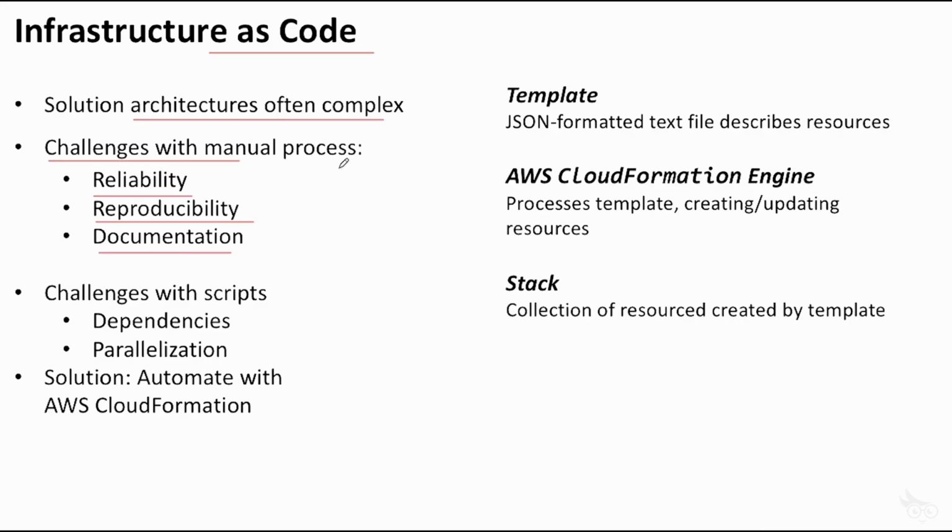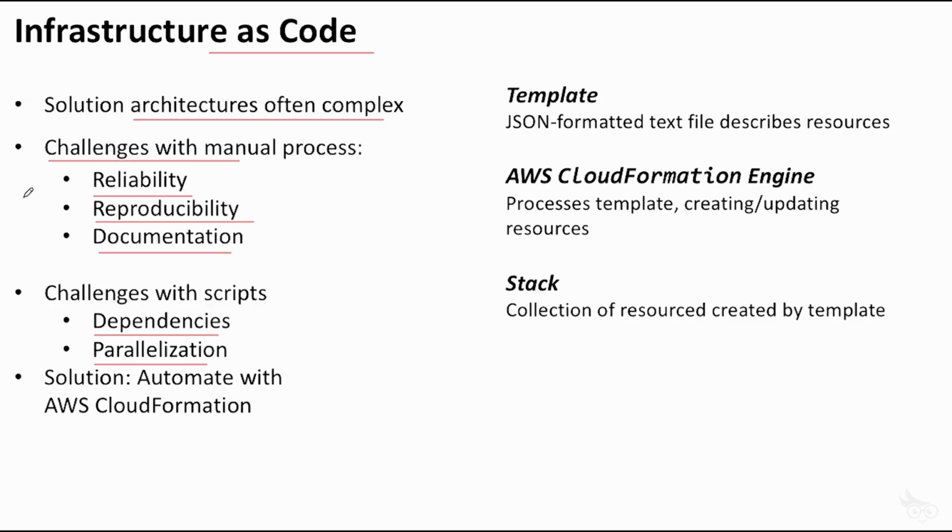Now, yes, we can do these things with just scripts. We could do them with Bash shell scripts, leveraging the Amazon command line tools. We could do them with a programming language such as Python, leveraging the Boto libraries. But the challenges with scripts could be dependencies and parallelization. We need to know that certain resources have to come first. Before you launch an EC2 instance into a VPC, you first have to create a subnet. And before you create a subnet, you have to create the VPC. So your scripts need to know the appropriate order in which things need to be created.